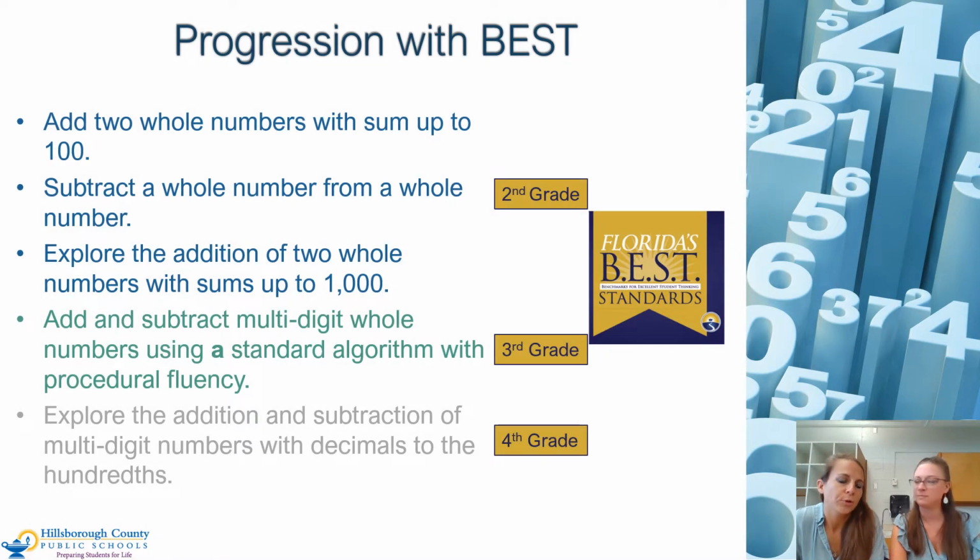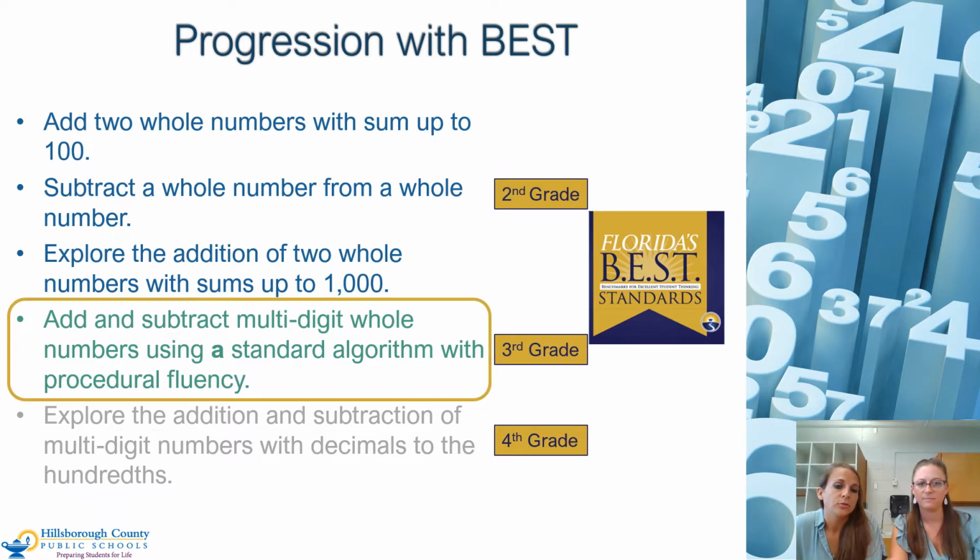Taking a look at our progression with those BEST standards, in second grade, your students have worked with adding and subtracting whole numbers within 1,000. Now we're just taking it a step further and really working on those fluency skills and making sure that they're comfortable with the flexibility of numbers and really having a strong number sense. For fourth grade, our students are going to be adding and subtracting with decimals, so we want to make sure that they have a solid understanding of adding and subtracting with whole numbers before we bring decimals into it.